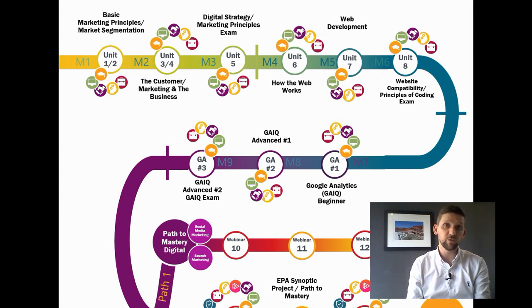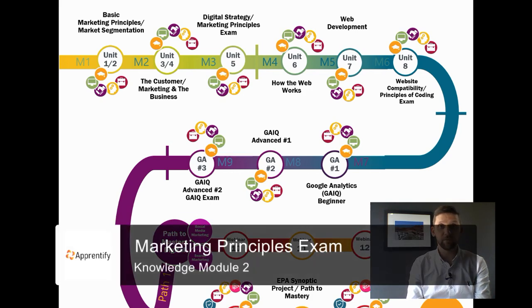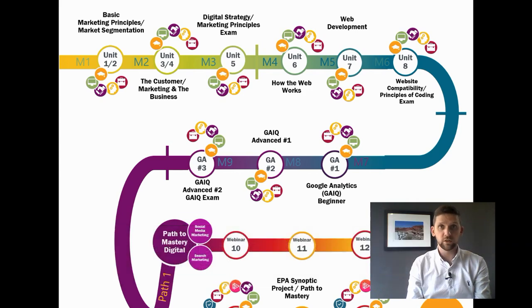So before we finish off this first knowledge module, we have an exam. The Marketing Principles exam is a 40-question, multiple choice, 65% pass rate exam in invigilated conditions. So that's a pass rate of 26 out of 40. It's an hour long, it's invigilated, so you will agree a location to sit this exam with your development coach and also others who need to sit that exam on that day as well.